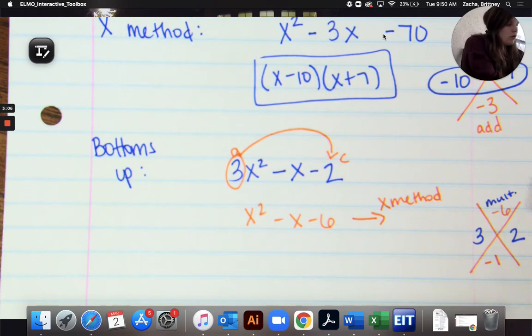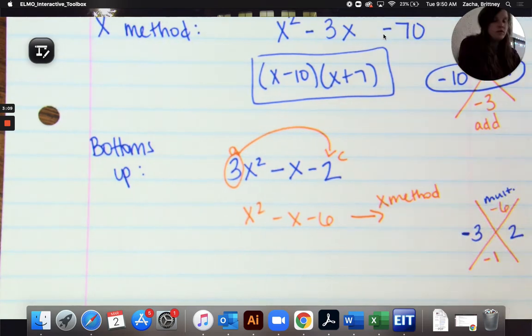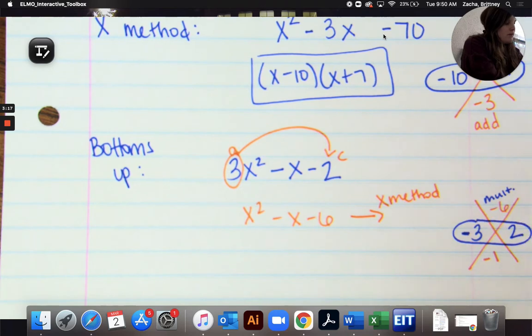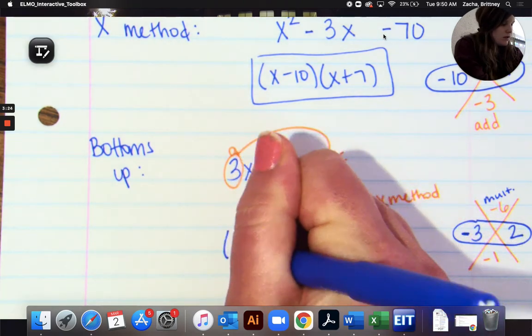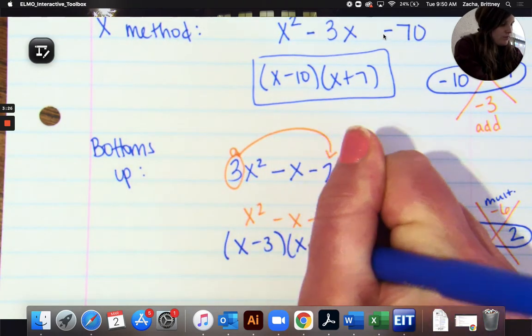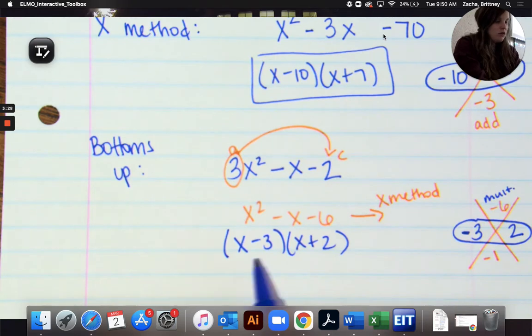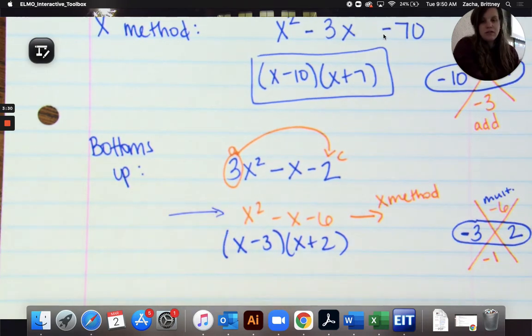Adds to negative 1, you want your bigger number to match the sign. So if it was a positive 1, you would want your 3, the bigger number, to be positive. But it's negative, so you want your bigger number to be negative. So negative 3 times 2 is negative 6. Negative 3 plus 2 is negative 1. So these are your factors. So x minus 3, x plus 2. But again, that's only if my orange equation was the original problem. This factors to the orange.